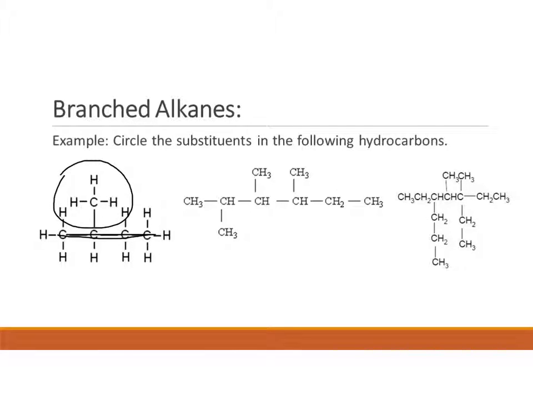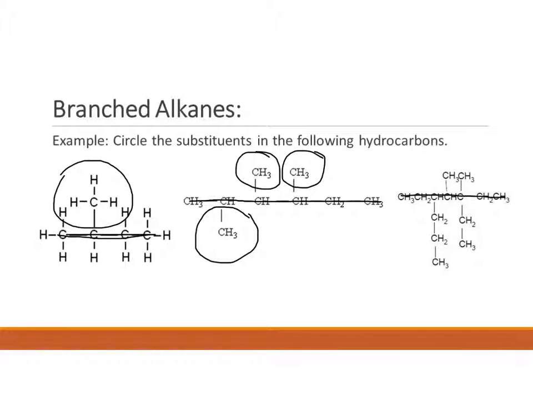The second example is another example where the parent chain is in a straight line, but it won't always be in a straight line. So our longest carbon chain here is 1, 2, 3, 4, 5, 6 carbons. And so to circle our substituents, those are the branches off of the parent chain. So there's one there, and one there.